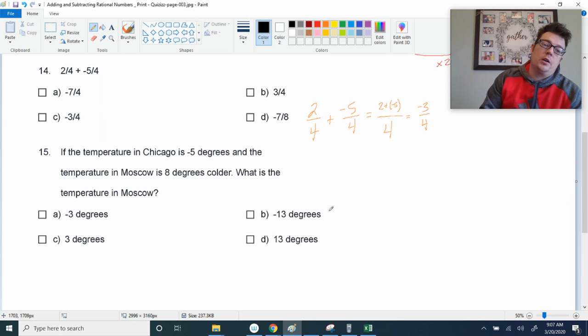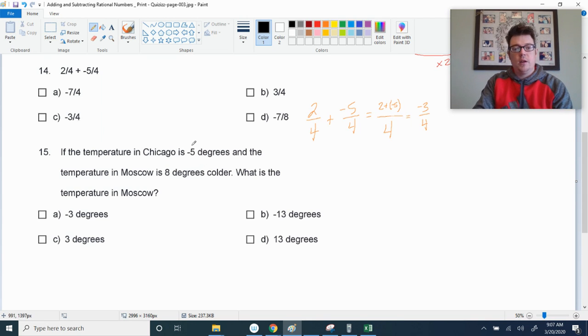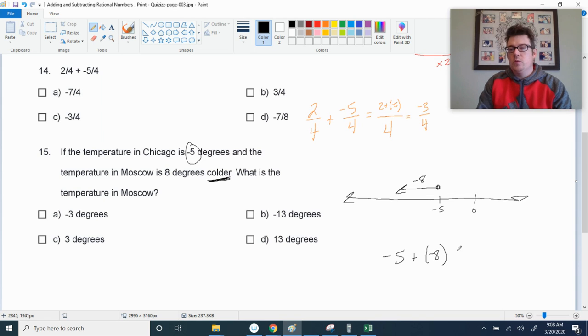If the temperature in Chicago is 5 degrees below, and the temperature in Moscow is 8 degrees colder, that's going even lower. What's the temperature in Moscow? Let's number line it. If this is the temperature in Chicago, and we have to go 8 lower from that, then essentially we have to add 8 and 5 because what's happening is we're here and we're adding 8 degrees less, right? So same signs, add them together. 8 and 5 make 13. So this would put us at 13 below in Moscow, which would be B.